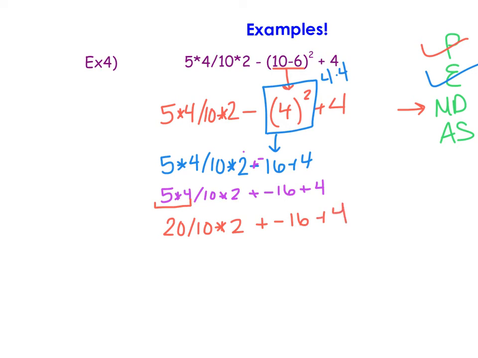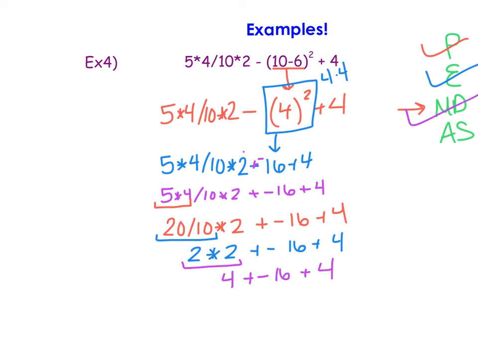Then we do the next multiplication and division from left to right. So I see 20 divided by 10, which is 2. Then I see my next one, 2 times 2 is 4. And so now I've finished all the multiplication and division, so I move on to addition and subtraction. So I see here 4 plus negative 16, which is negative 12. Plus 4 leaves us with negative 8.